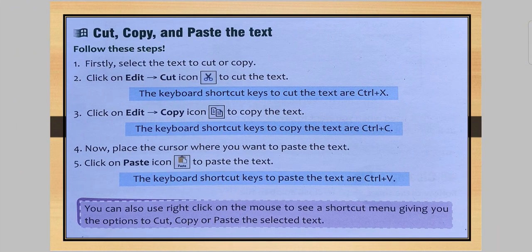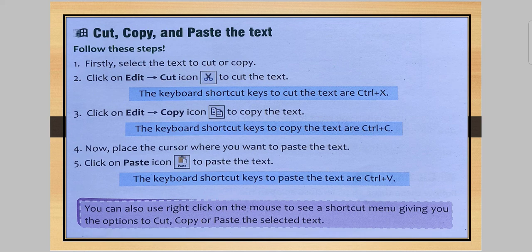Next is cut, copy, paste of the text. Firstly, select the text to cut or copy. First of all, you need to select the text which you want to cut or copy. Then click on the Edit, then the cut icon, to cut the text. Here you can see the cut icon is here. You need to click on this icon, or you use the keyboard shortcut key to cut the text, which is Ctrl plus X.